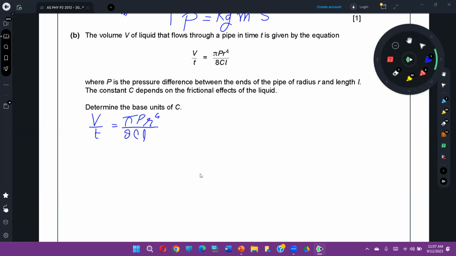Please look at the screen instead of looking back. Start working with me. And this is a collective work. So I have copied the formula again. I want to make C the subject. So I move the C to the left hand side.